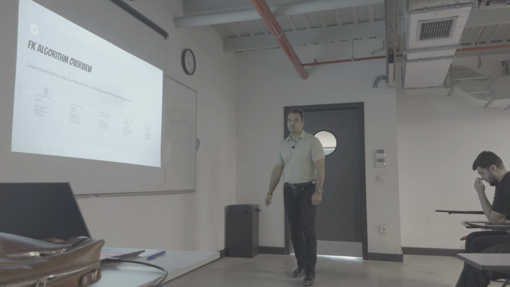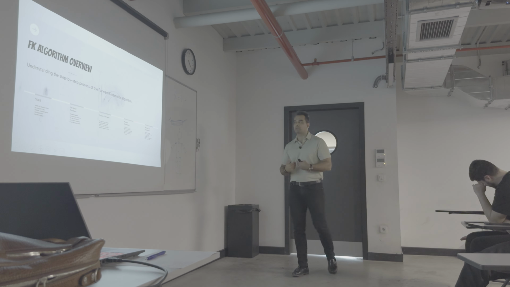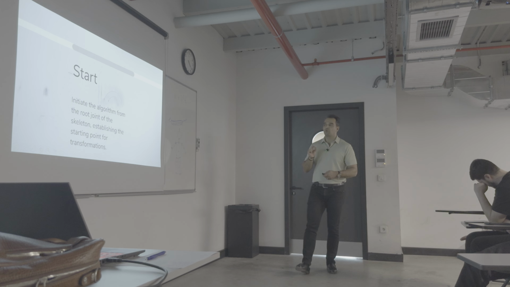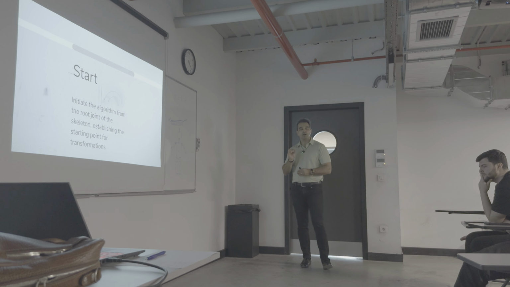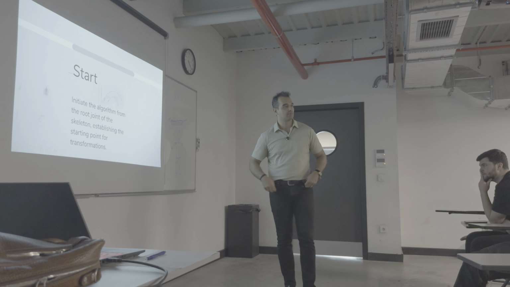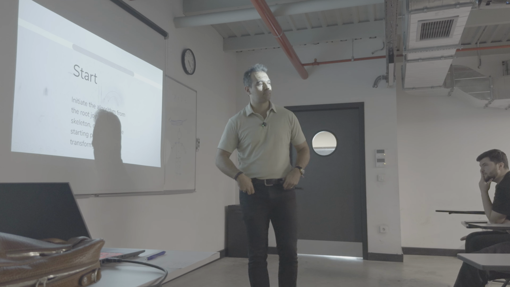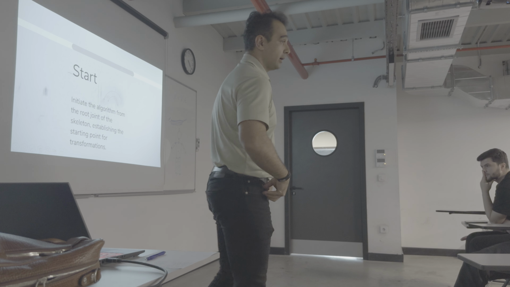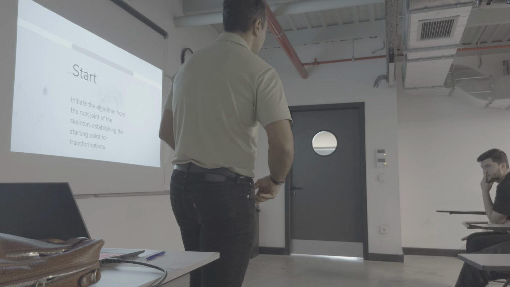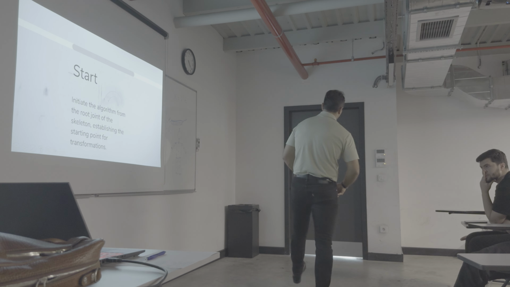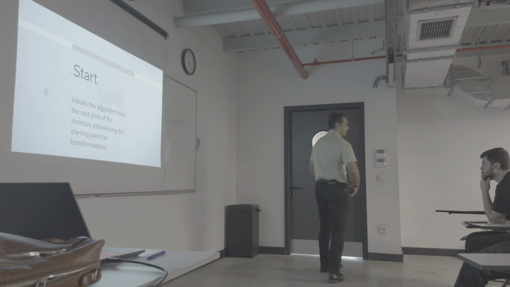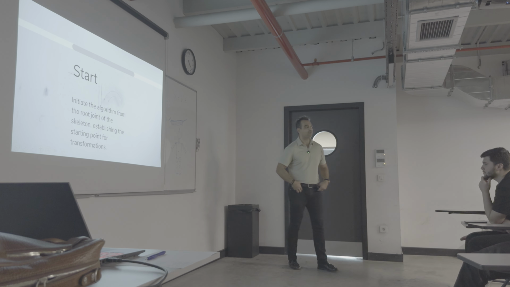When we come to the forward kinematics algorithm overview, first of all, we should initiate the algorithm from the root joint of the skeleton. What are our root joints? Shoulders, hips, aren't they? Can I define with these joints, for example, a penguin walking? Yeah, those are the root joints that you have to define.